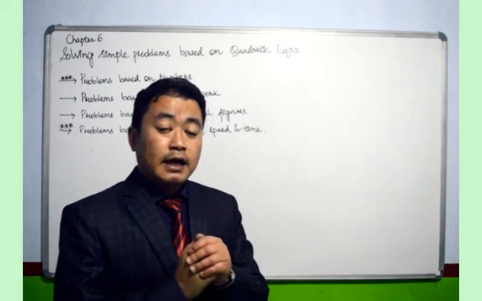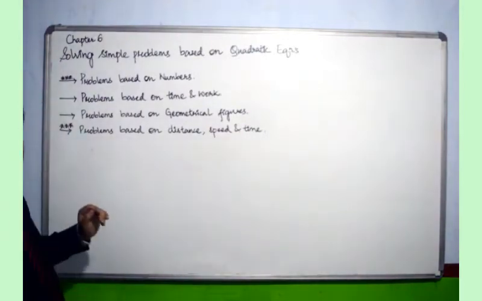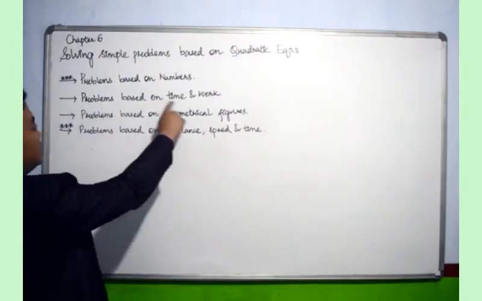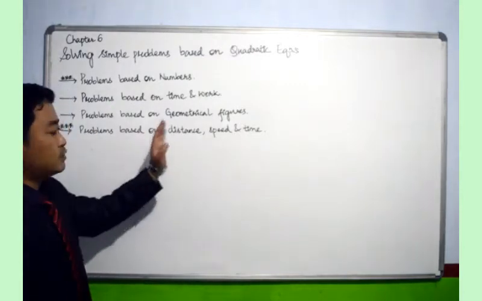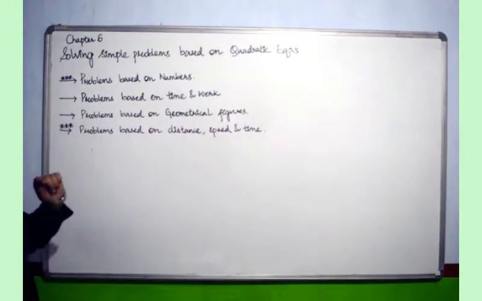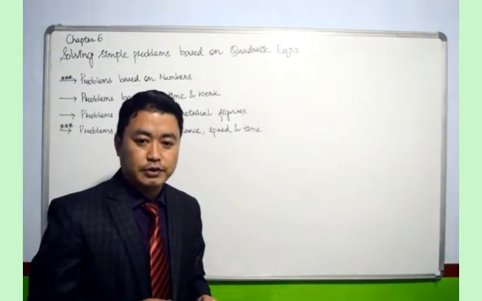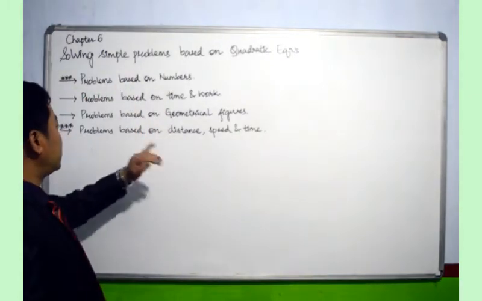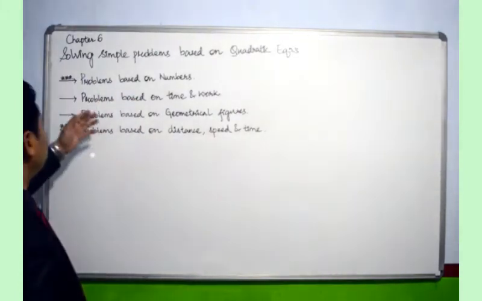Now in this topic, word problems are basically divided into 4 sections. First of all is problems based on numbers. Second is problems based on time and work. Third is problems based on geometrical figures, and the fourth is problems based on speed, distance and time. I have marked two of these with 3 star marks because most of the time the questions in the board examination come from these two topics: problems based on numbers and problems based on speed, distance and time. The other two are also important, but most questions come from these two.